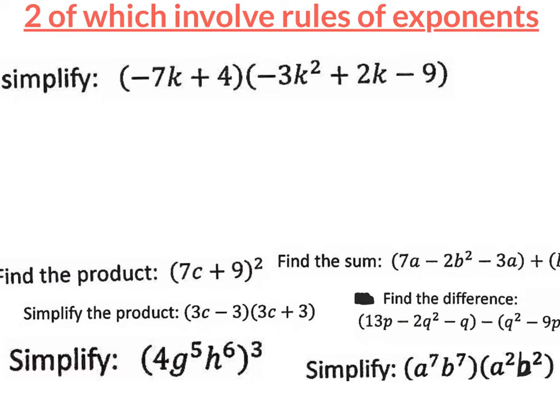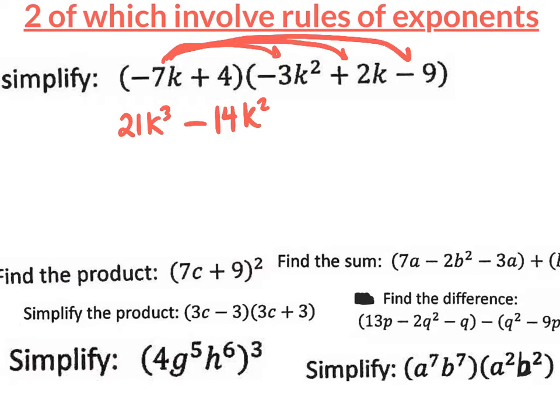Let's distribute negative 7k times negative 3k. That is positive 21. K times k squared is k to the third. Okay. And then negative 7k times positive 2k. That is a negative 14k squared. And then negative 7k times negative 9k. That is a positive 63k.